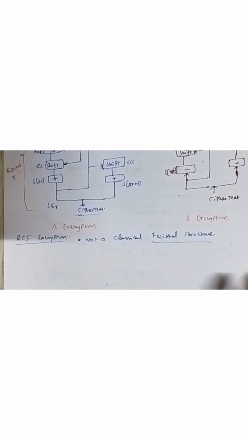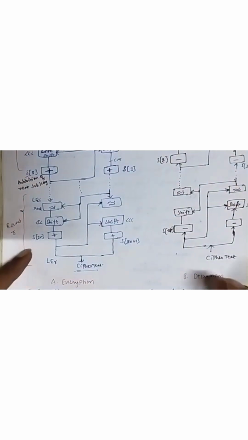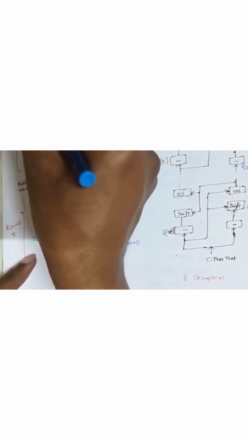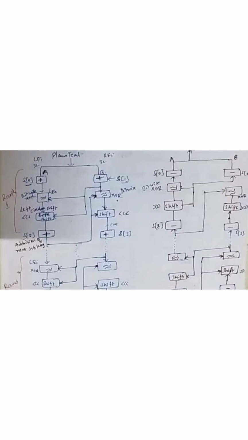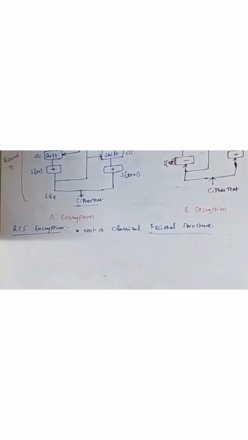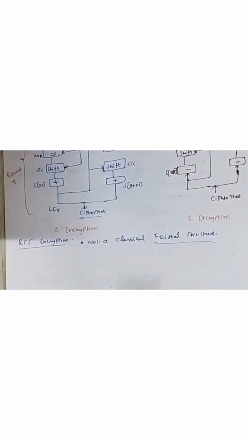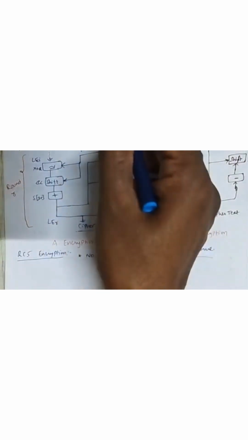Here the plain text is assumed to reside in two words, in A and B. Here LEi and REi are called the left side and right side. What is the meaning of LEi and REi? It means left side and right side data. After round 1 is completed, the round 1 data will go to the right side.